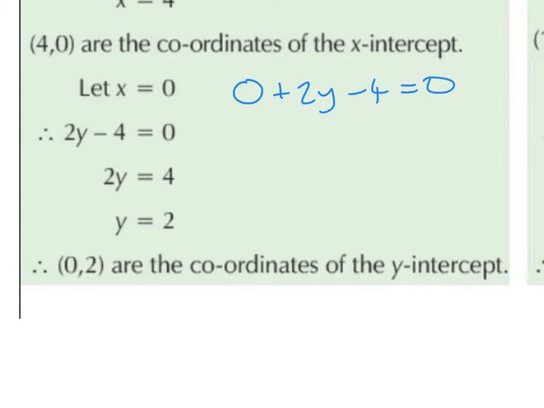So basically what we did was we swapped the x for 0. So we had 0 plus 2y minus 4 equals 0. The 0 cancels out, so we've got 2y minus 4 equals 0. So the minus 4 comes over the equal sign, becomes plus 4, and 4 divided by 2 is 2, so we get y is equal to 2. Therefore, (0, 2) are the coordinates of the y-intercept, the point at which the line crosses the y-axis. So x is 0 and y is 2. This is our y-intercept, (0, 2).